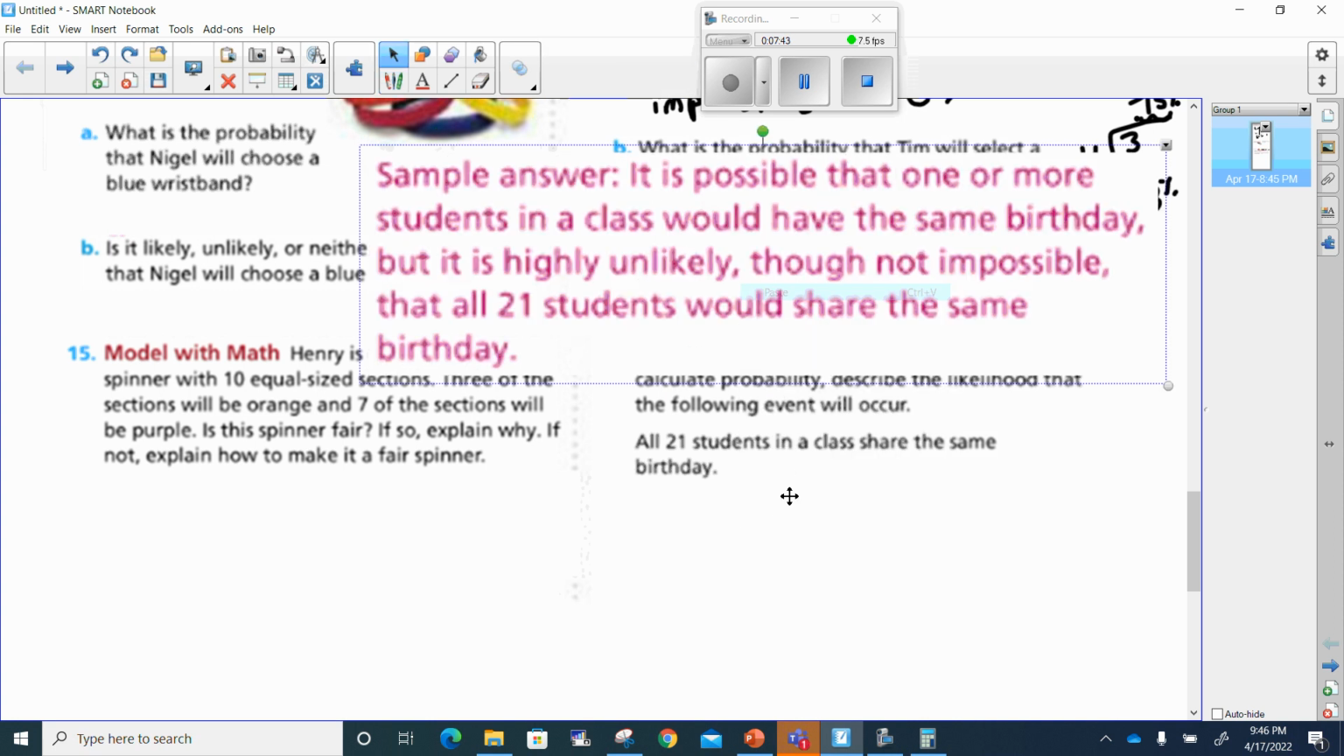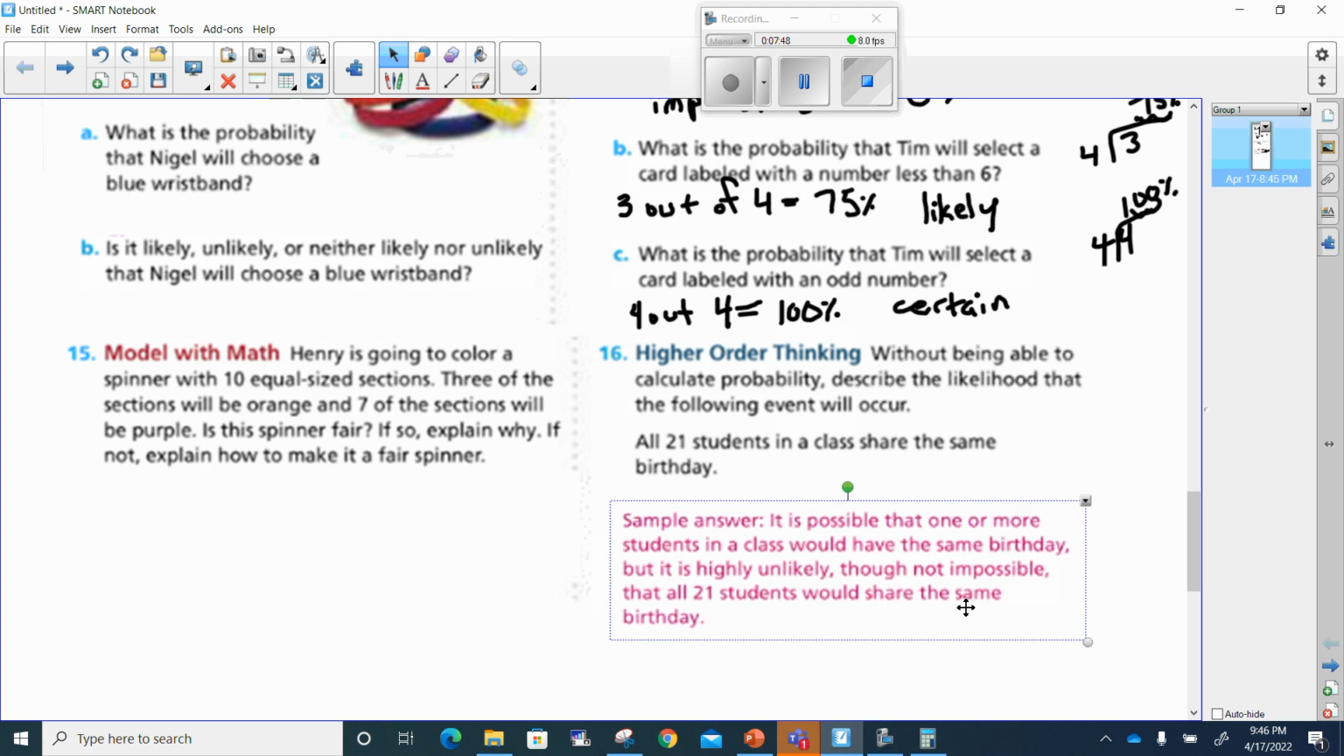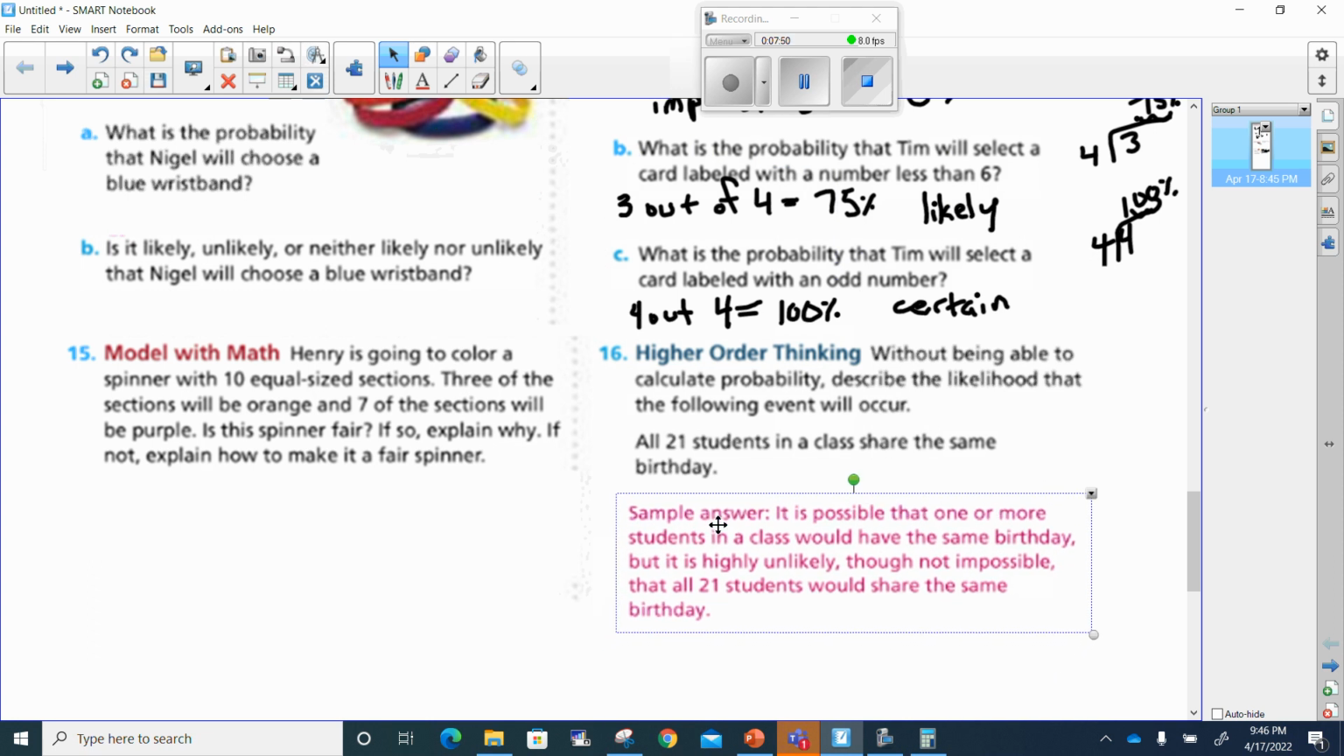And let's see what the book says. It says, it is possible that one or more students in class would have the same birthday, but it is highly unlikely, though not impossible, that all 21 students would share the same birthday. So I was right. Highly unlikely.